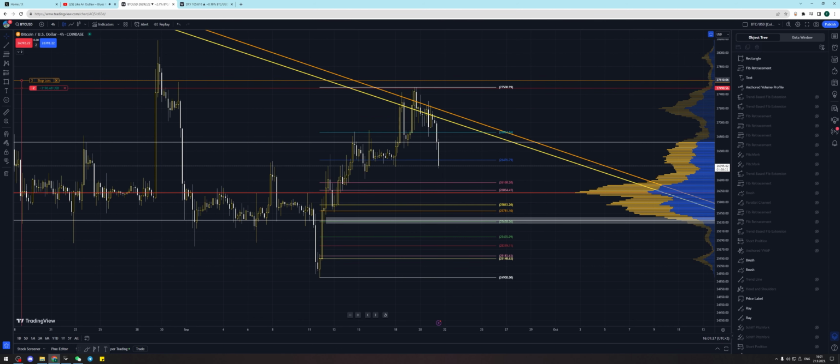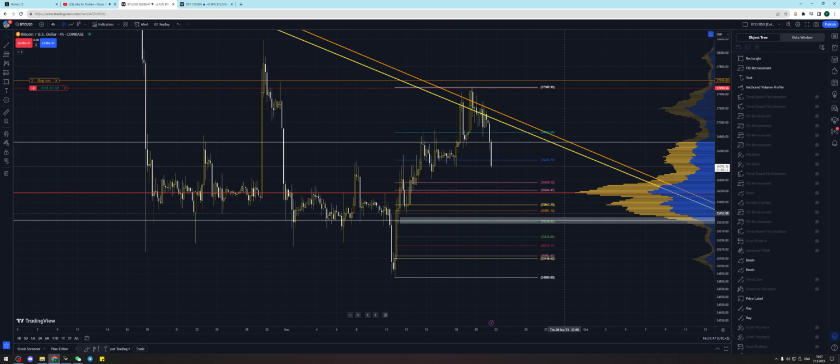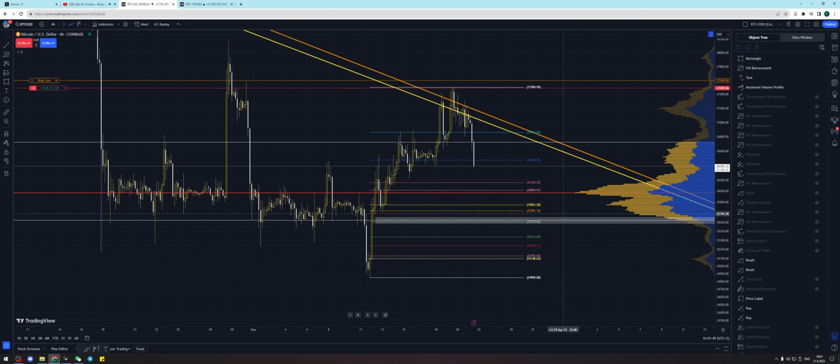Okay, so once again, I know this is a spot pair, you can't short spot pairs. I'm using this because I'm charting on Coinbase and other exchanges, and I'm using this to visually present where my trade is on other exchanges. So that's all, guys, that's all. I'm not sure what else I can show you.